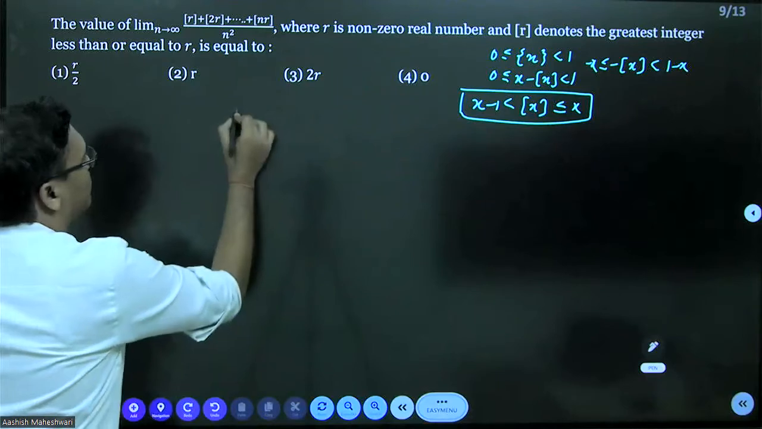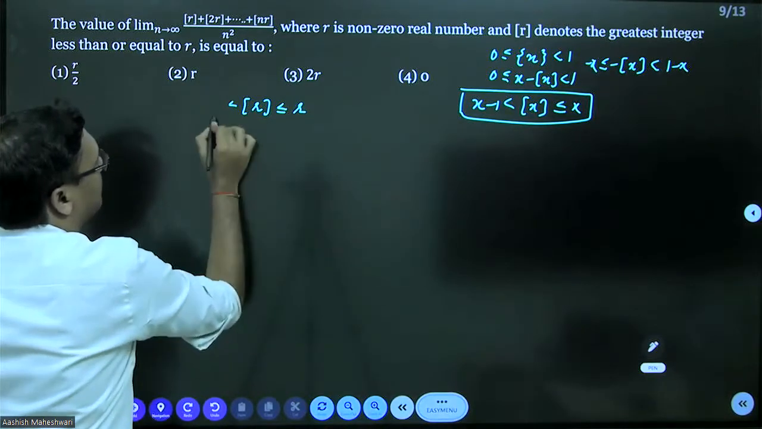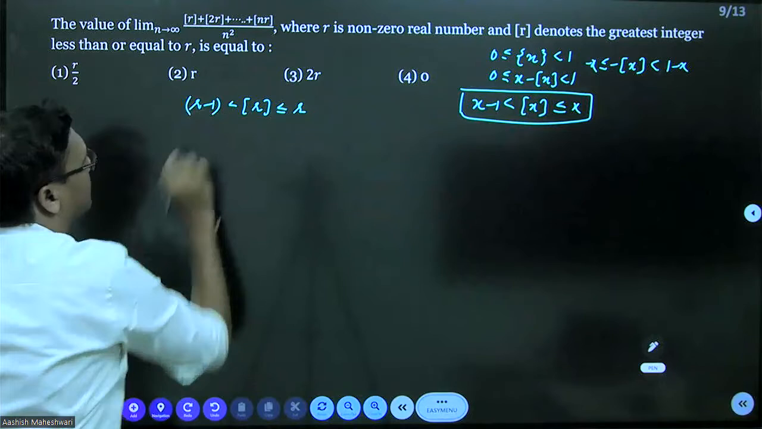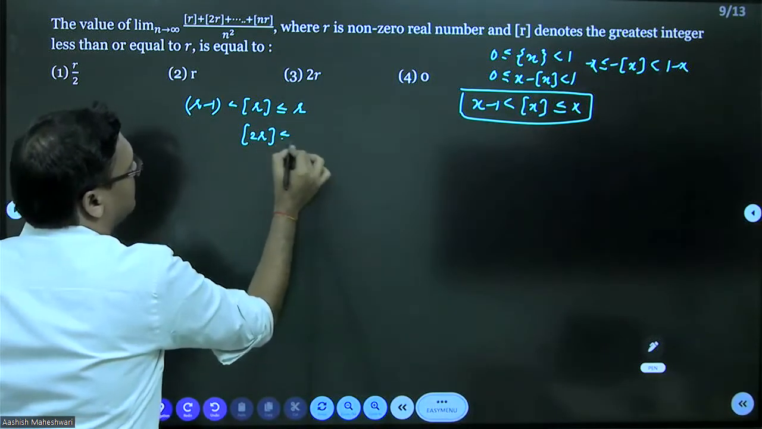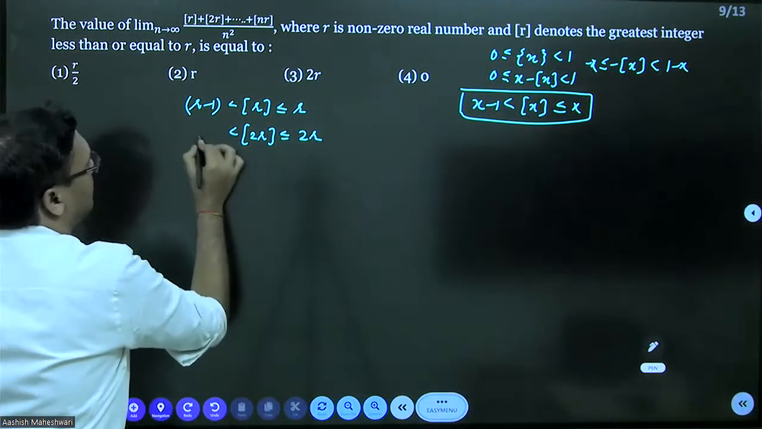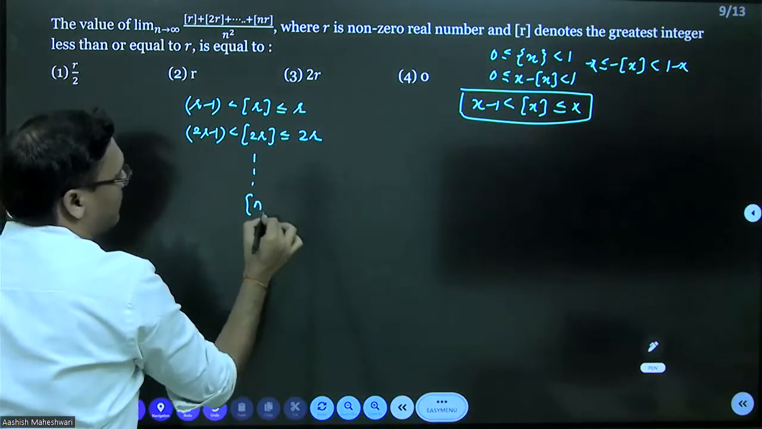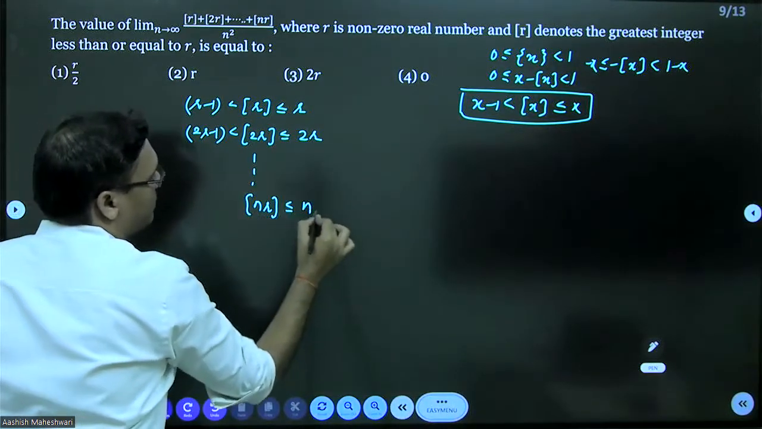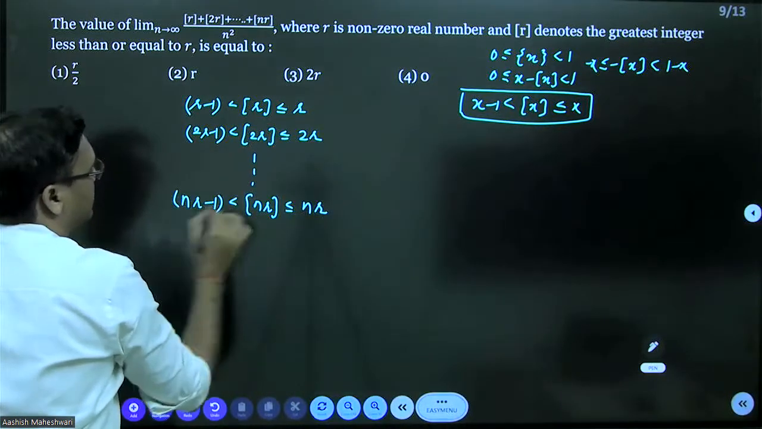Now what is box of r? I can say box of r is less than or equal to r and greater than r minus 1. Correct? Similarly, box of 2r is less than or equal to 2r and greater than 2r minus 1, and so on. Box of nr is less than or equal to nr and greater than nr minus 1. Just applied this property.